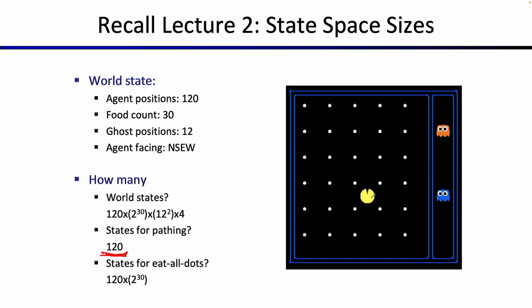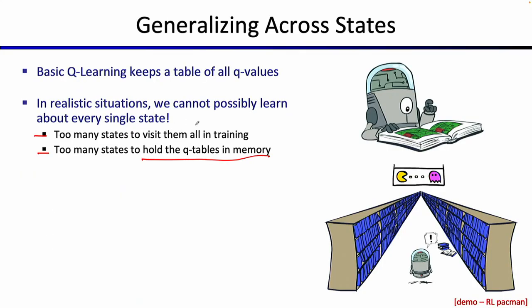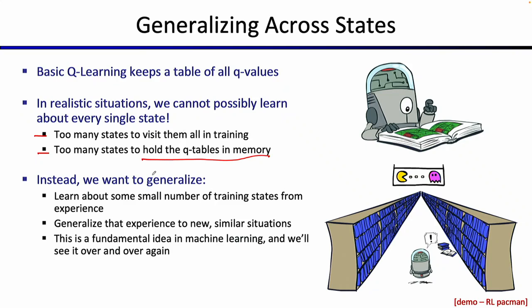But if we want to include other features in the state, like whether the dots are present or not, or where the ghosts are and such, these numbers of states quickly grow astronomical. So we cannot typically fit all of this in memory. That's the second issue. We're just keeping tables.